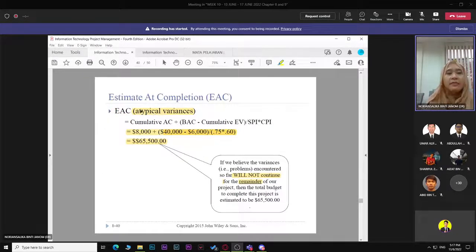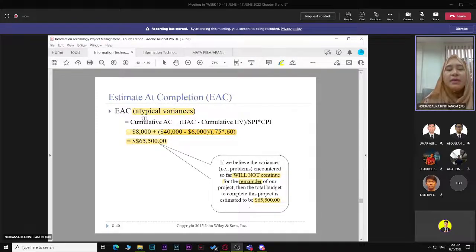But for atypical variances, you think that the problems that occurred in month 1 will not continue. For example, your programmers quit the job. So you need to hire another programmers, and for these programmers, of course, you expect that none of the project team will leave until the project is completed. So you prepare in advance, you do some contract, you hire people with more money and so on. But later the problem will not continue, at least. So you have done this early, 65,000, which is a little bit high.